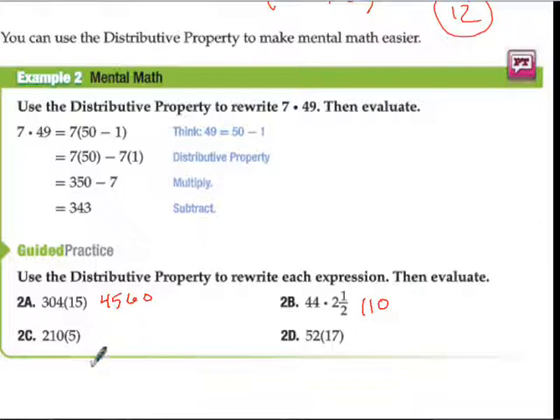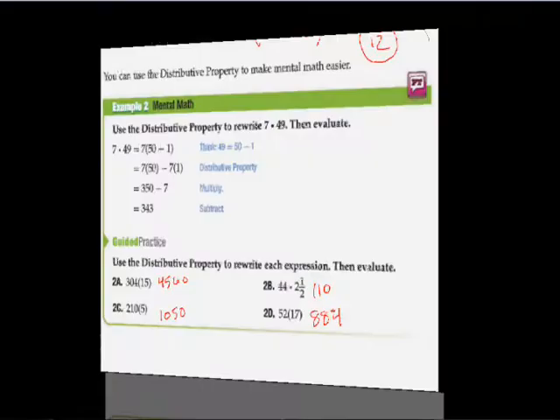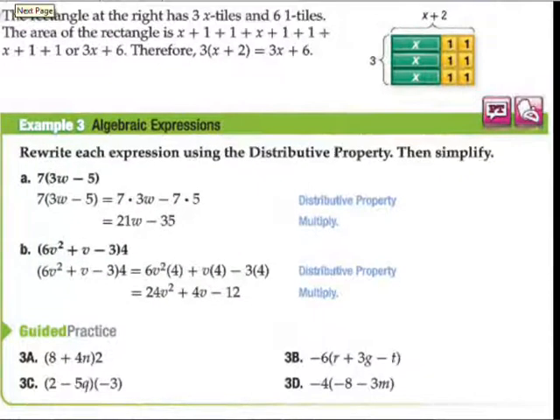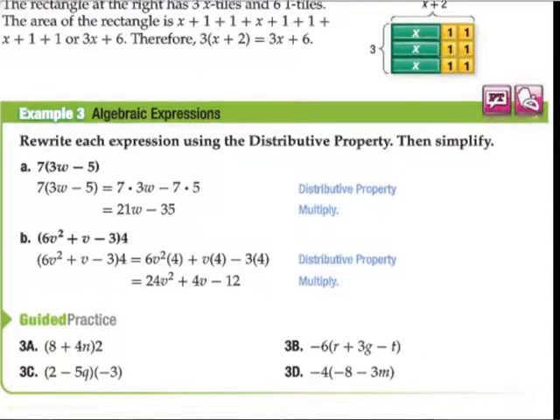For this one, 200 times 5 and 10 times 5 gives me 1050. And for this one, 50 times 17 and 2 times 17, and that gives me 884. All right, easy stuff here. If you're not sure on those, remind me in class, and I'll explain the mental math a little bit further.